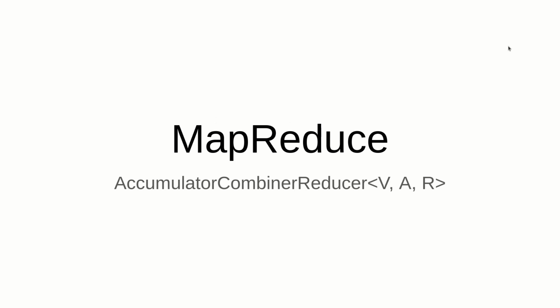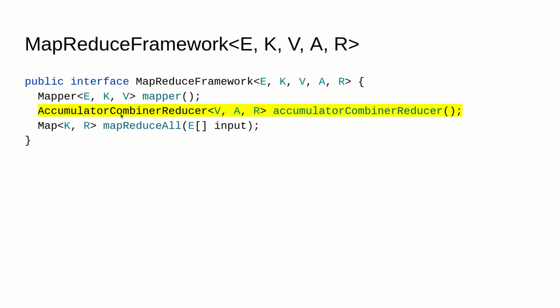Everybody, this is going to be a quick demo on the Accumulator Combiner Reducer, a rather ludicrously named interface that talks about exactly what it does. It accumulates, combines, and reduces things. And part of the MapReduce framework is you're going to customize it with one of these.